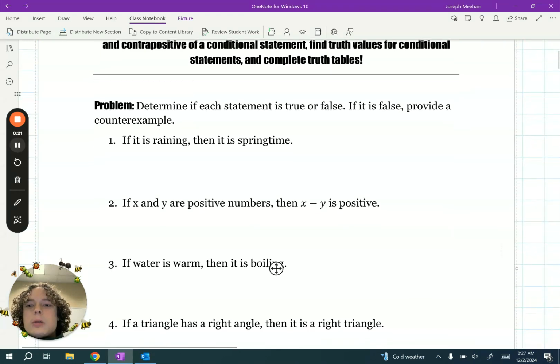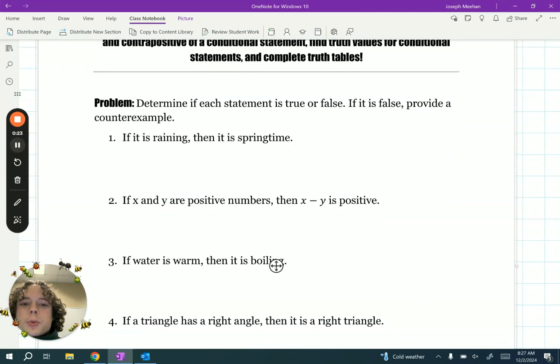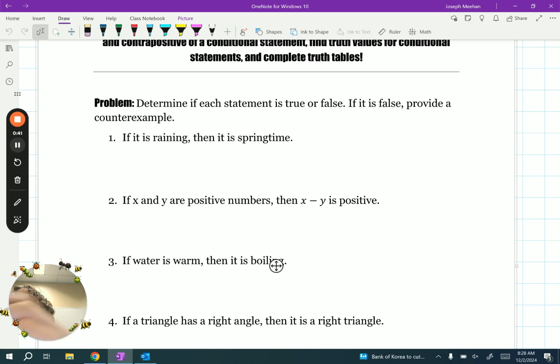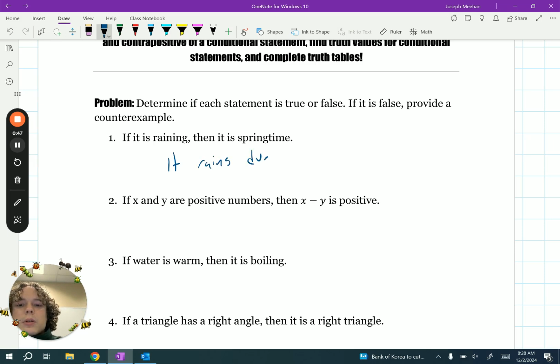Here we go. It says problem. Determine if each statement is true or false. If it is false, provide a counterexample. Statement 1 says, if it is raining, then it is springtime. Obviously this is false, right? It can be raining during summertime. It could be raining during fall or winter, depending on where you're at. So let's say it rains during summer. And let's write false.